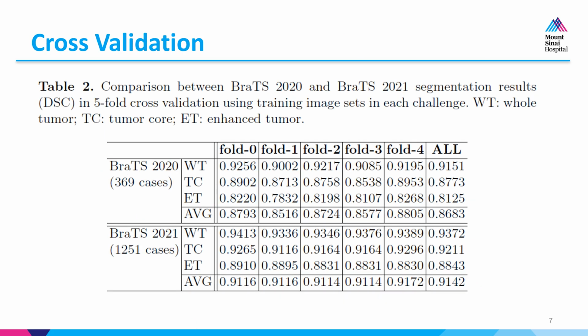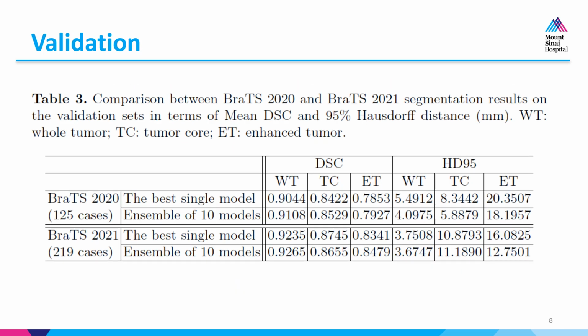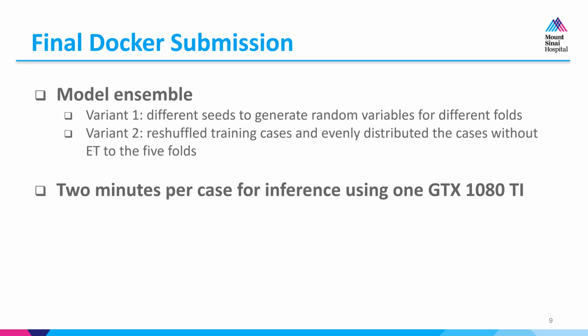These are the results of the 5-fold cross-validation on the training datasets. For comparison, we also listed the results we obtained from last year. It is clear to see the segmentation performance was significantly improved with the larger dataset. Here are the results when applying the models to the validation sets. We can see the improvement was especially significant for enhanced tumor.